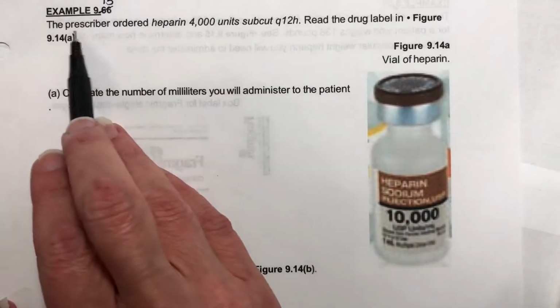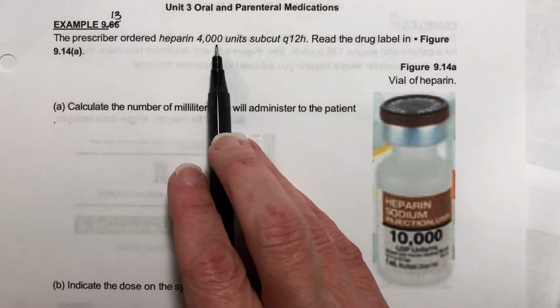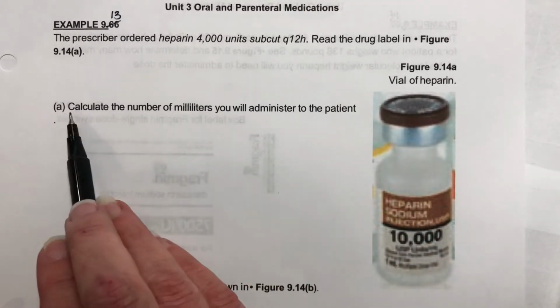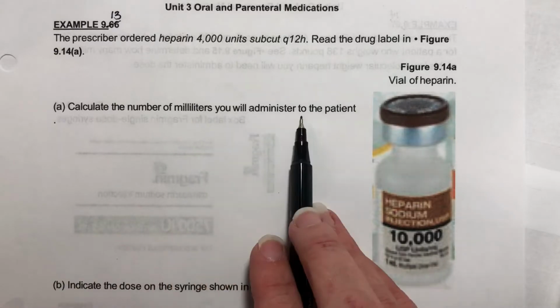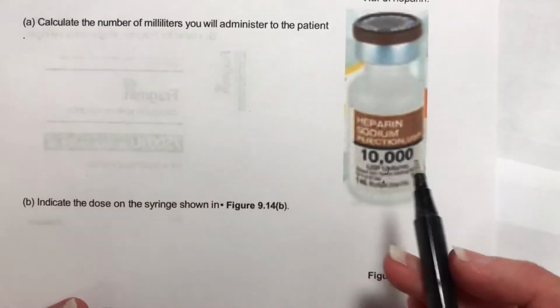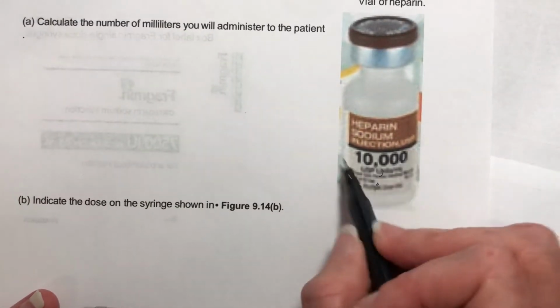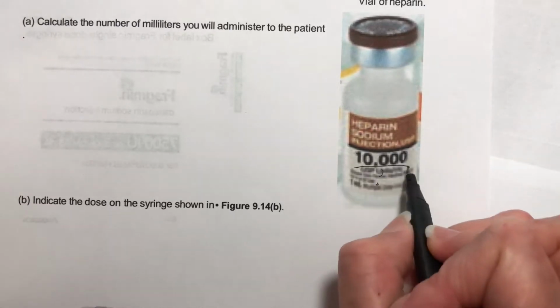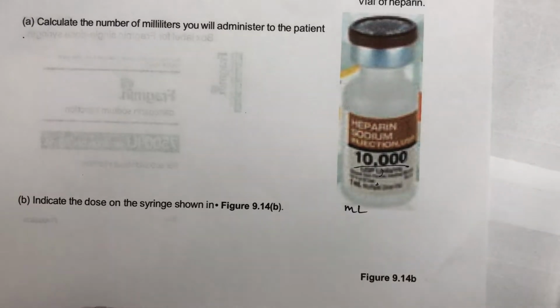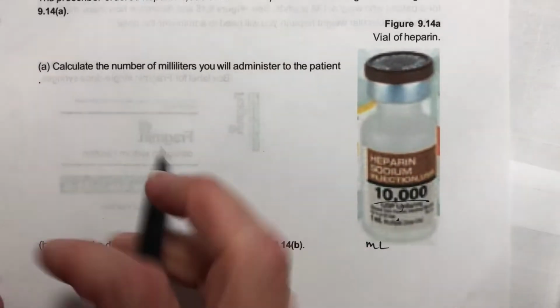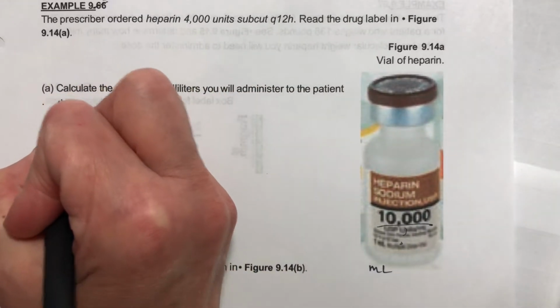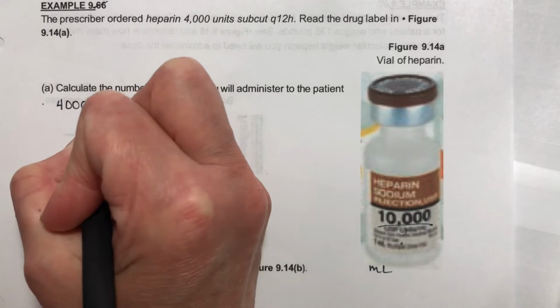All right, the prescriber ordered heparin, 4,000 units, and we're supposed to calculate the number of milliliters we will administer. Now, this one is definitely hard to see, but this one's double strength. This is 10,000 per milliliter. Okay? So, basically, we do the same math we did on the previous problem.